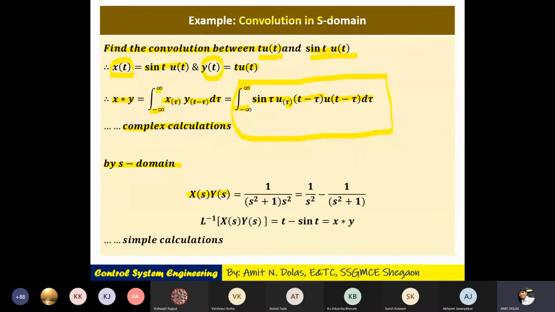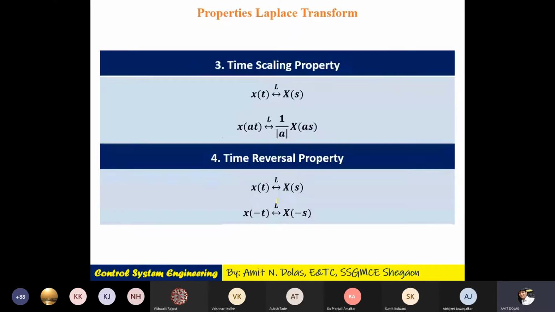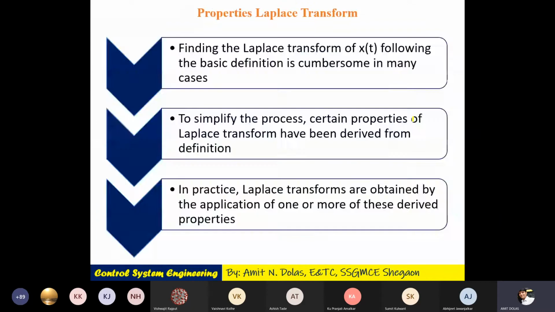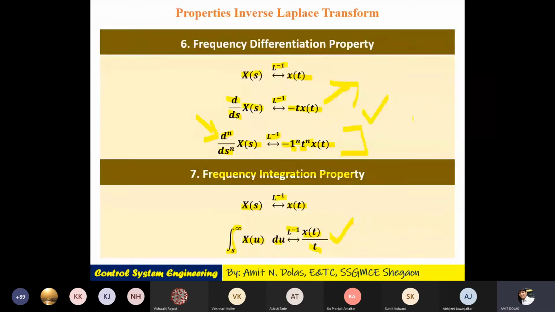In the S domain, if I convert these together, that is sine of t u of t and t u of t, sine of t will be simply 1 upon s square plus 1. Sine of t will be what? 1 upon s square plus 1. Let me show you the PPTs that we have already seen. Yes, here you can see sine omega t is what? Omega upon s square plus omega square. Come back to the PPT. We may directly use it, no worry about that.